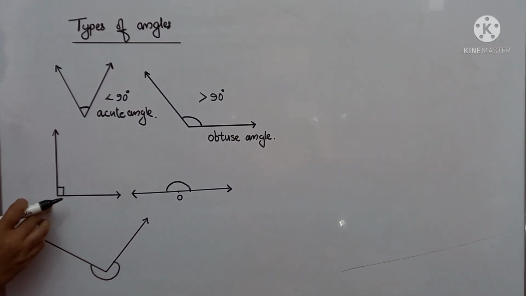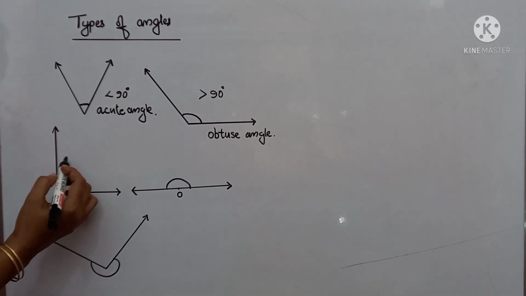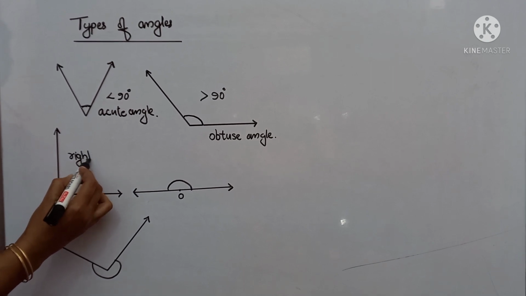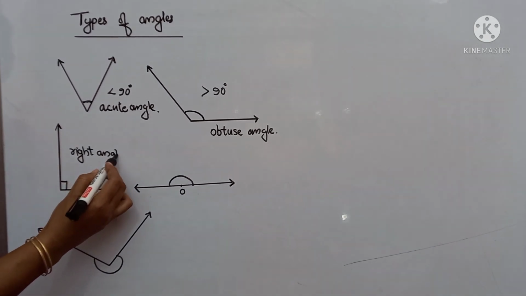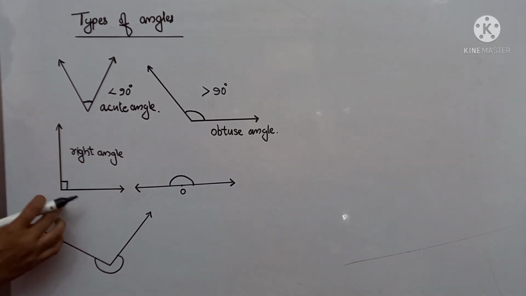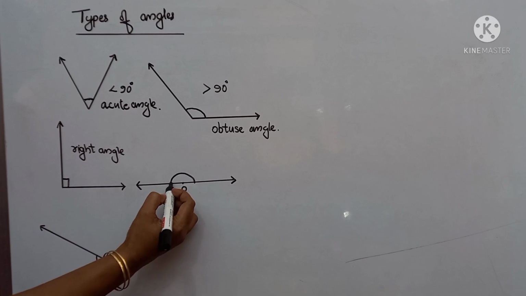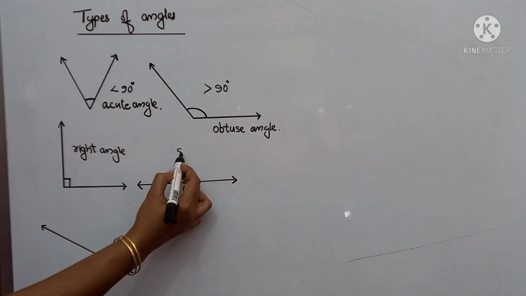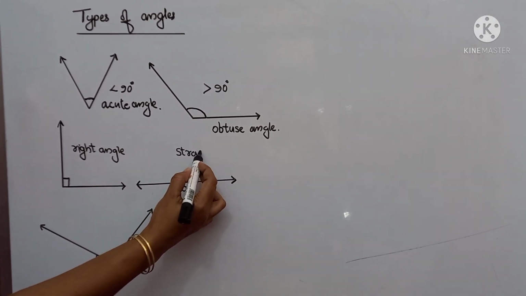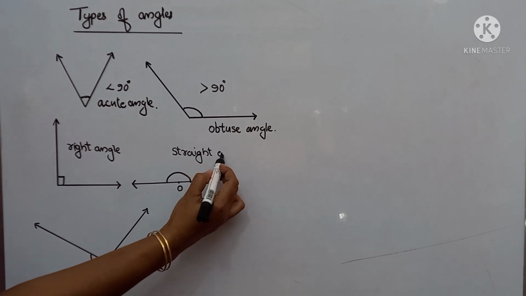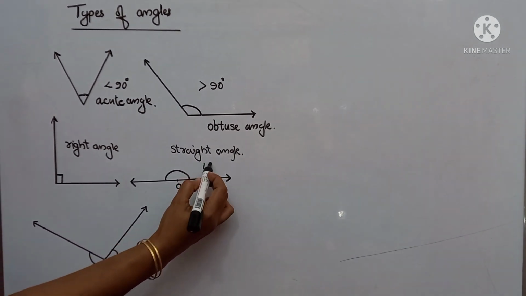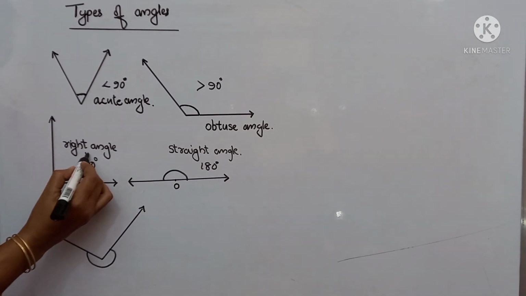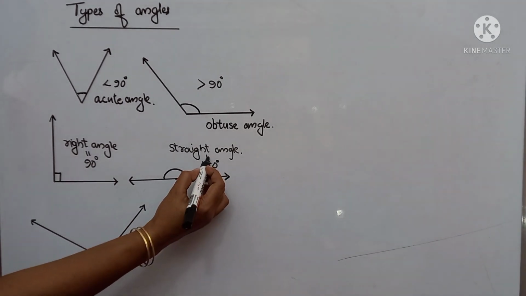And the third one you can see here, it is equal to 90 degrees. If an angle is equal to 90 degrees, then we call this a right angle. This is a right angle because the measure of this angle is equal to 90 degrees. And here you can see one angle on a straight line. It is a straight angle. The measure of a straight angle is 180 degrees, and the measure of a right angle is 90 degrees. A 90 degree angle is called a right angle. A 180 degree angle is called a straight angle.